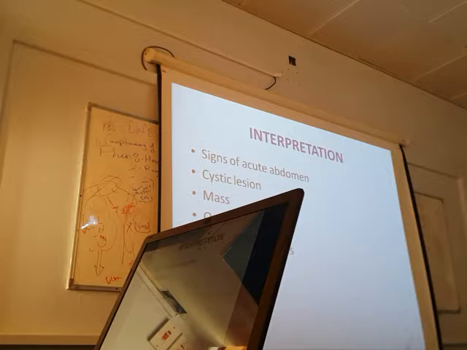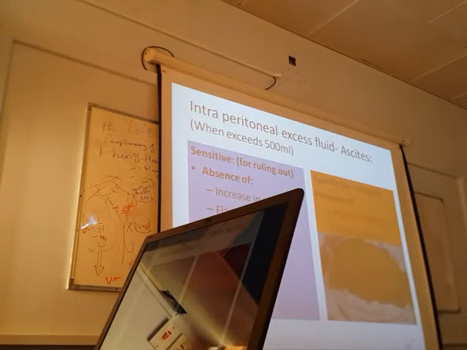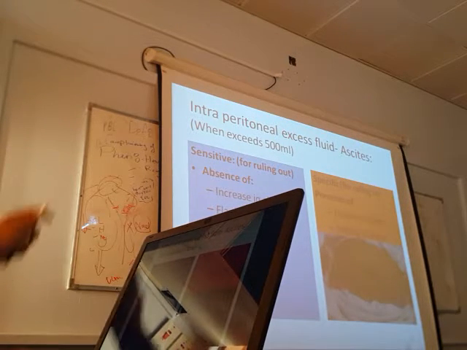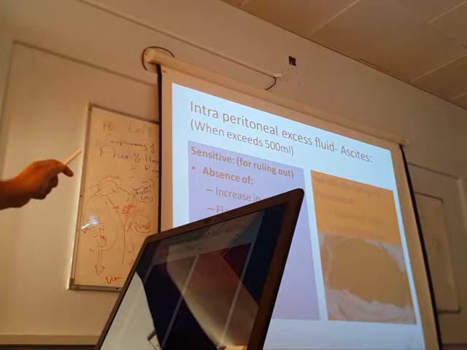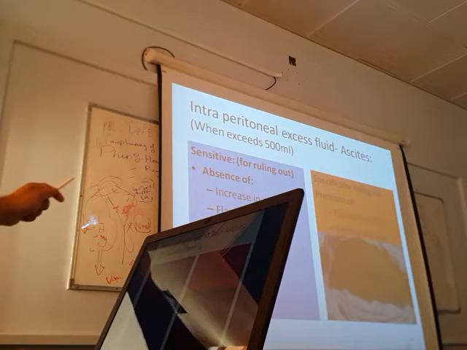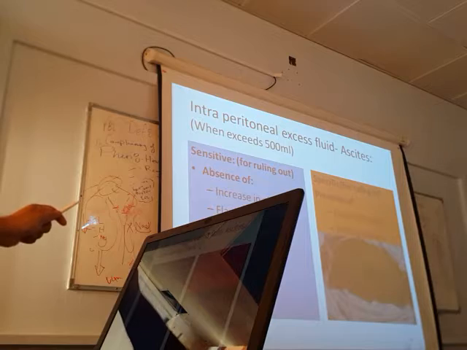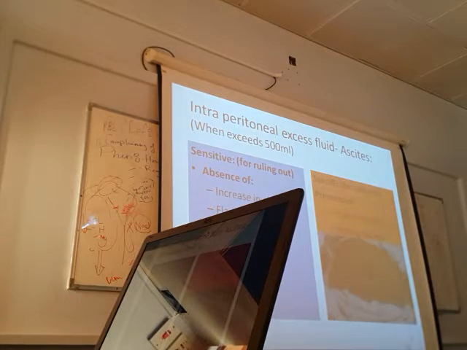Signs of acute abdomen: cystic lesion, mass, or bowel pathology. You don't have to go through this. Intraperitoneal excess fluid is detected when it exceeds half a liter. Absent flank fullness, flank dullness, and shifting dullness are sensitive for ruling out increased abdominal fluid. Okay? So remember this.